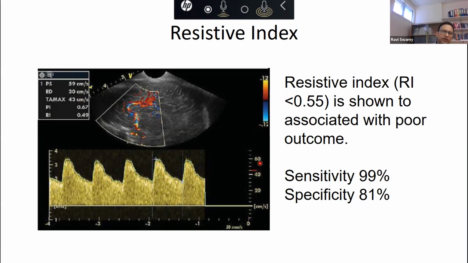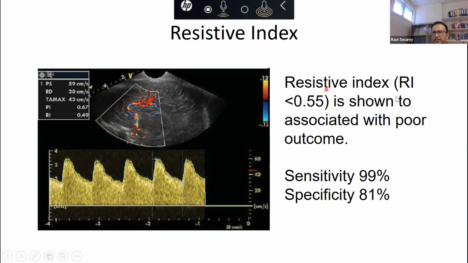1/3 is about 0.45, isn't it? Sorry, half is 0.5, so 1/3 will be around 33 or 34%, something like that. The value here is coming as 0.49. So that is what they are giving, which means any resistive index below 0.55, that is a number which you need to remember.